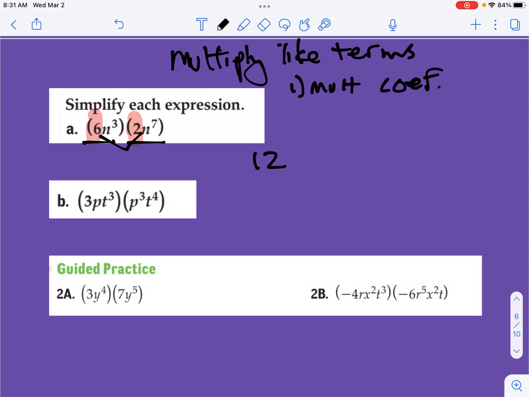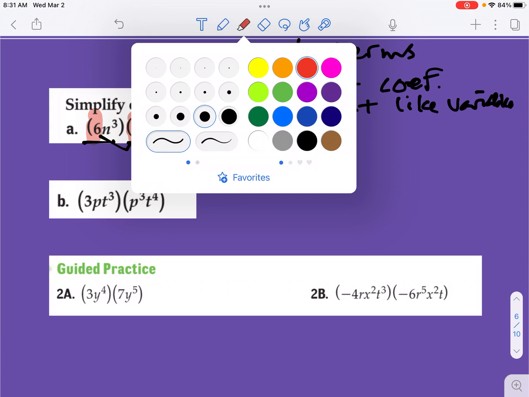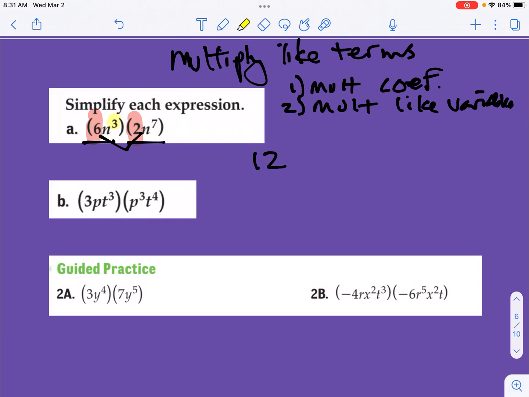And then I multiply like variables with each other, so variables that are the same as each other. In this case, I only have one variable, and they are the same as each other. So I have n to the third, and I have n to the seventh.